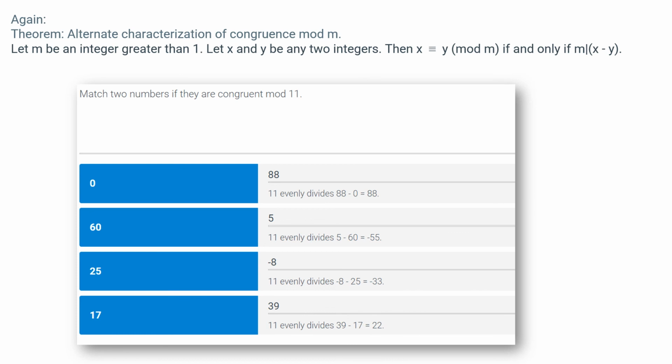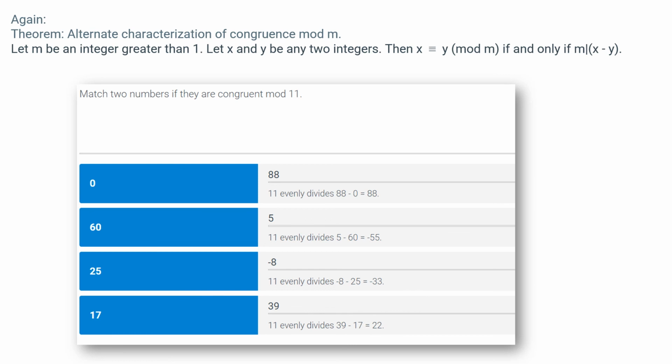Now, one way to do it is that original definition: find the number mod 11 and find another number mod 11 and see if they're the same number. But in this activity, this alternate way ends up being easier. Okay, so remember, the alternate way is to take the difference of the two numbers. If they're divisible by whatever you're taking the mod of, then we say they're congruent with that mod. So notice 0 and 88. The difference between those two is 88, and we know that 88 is a multiple of 11. So those would be congruent mod 11.